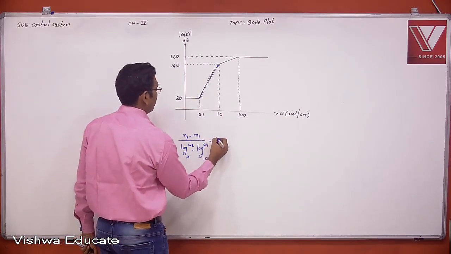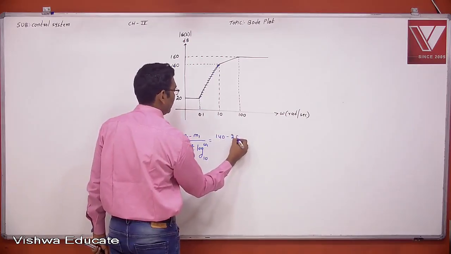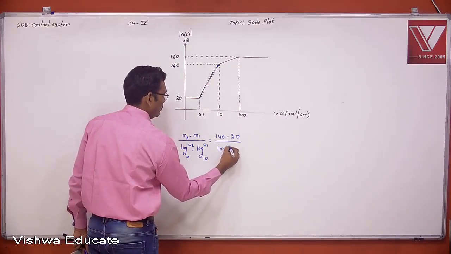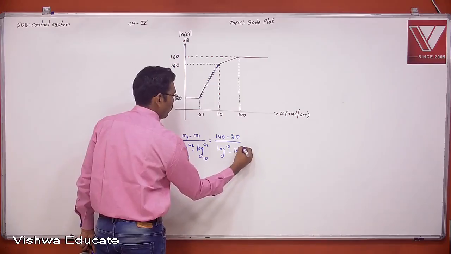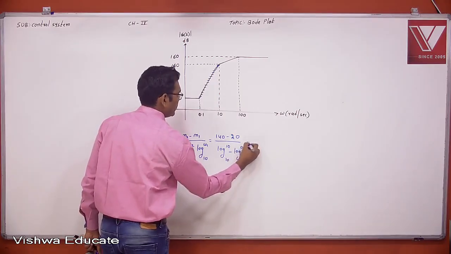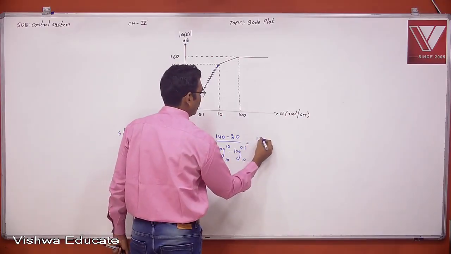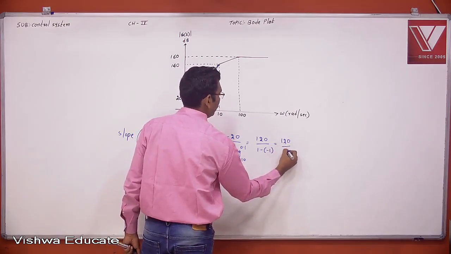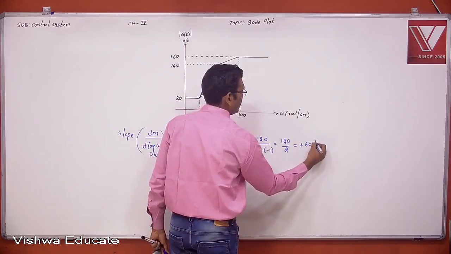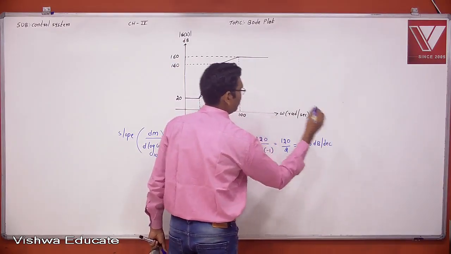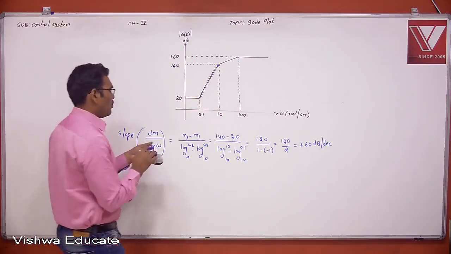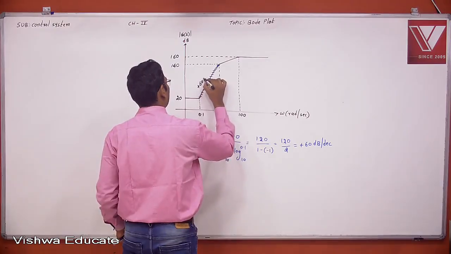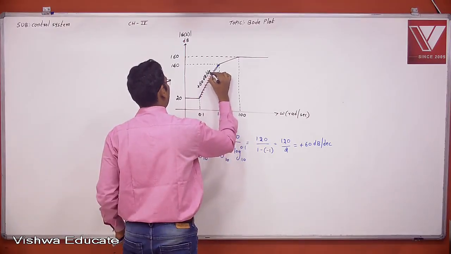Where m2 is 140 minus 20, the change in y-axis, by change in x-axis, log 10 minus log 0.1. Therefore, that is 140 minus 20, 120, by 1 minus of minus 1, which is 120 by 2, which is equal to plus 60 dB per decade. So the slope of this line is plus 60 dB per decade.